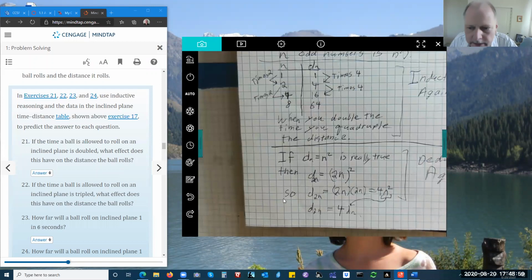So then they ask us, well, what if you had tripled the time? What if you had put a 3 here? You're comparing n number of seconds versus 3 times as many seconds, 3n. To get the distance, either way, you're just going to square it. So what's the difference? Compare n squared versus 3n squared.